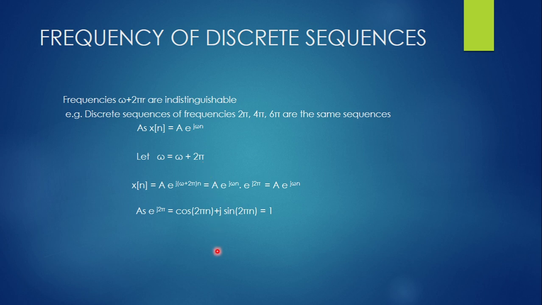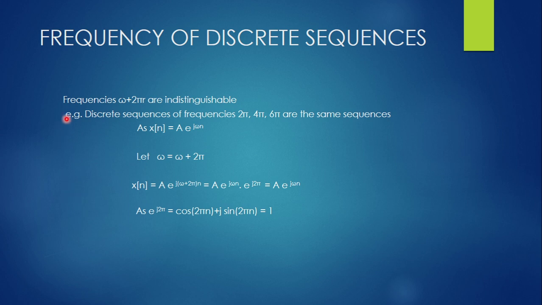But in the case of continuous signals, the frequency can take any value. You keep on increasing the frequency, and the oscillations increase. But in the case of discrete signals, this is not the case. Its frequency repeats itself after every 2 pi. It may be minus pi to pi, it may be 0 to 2 pi, it may be pi to 3 pi, but you can take the values of only 2 pi range. After the 2 pi, it will repeat itself.